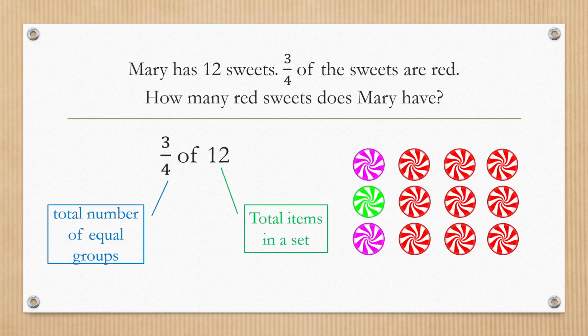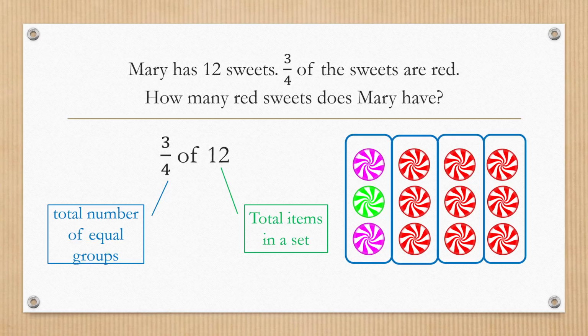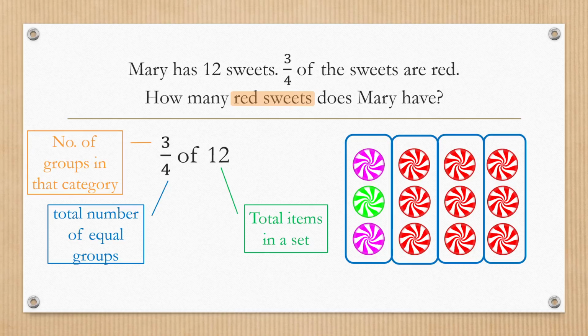The denominator over here refers to the total number of equal groups that we want to group all the items into. So we want to group the 12 sweets into 4 equal groups, like this. And finally, the numerator refers to the number of groups in that category. So in this question, we are talking about the red sweets. So the category that we want to focus on is the red sweets. So since the question says 3/4 of 12, it means there are 3 groups out of 4 that are in that category of red sweets. So 3 out of 4.